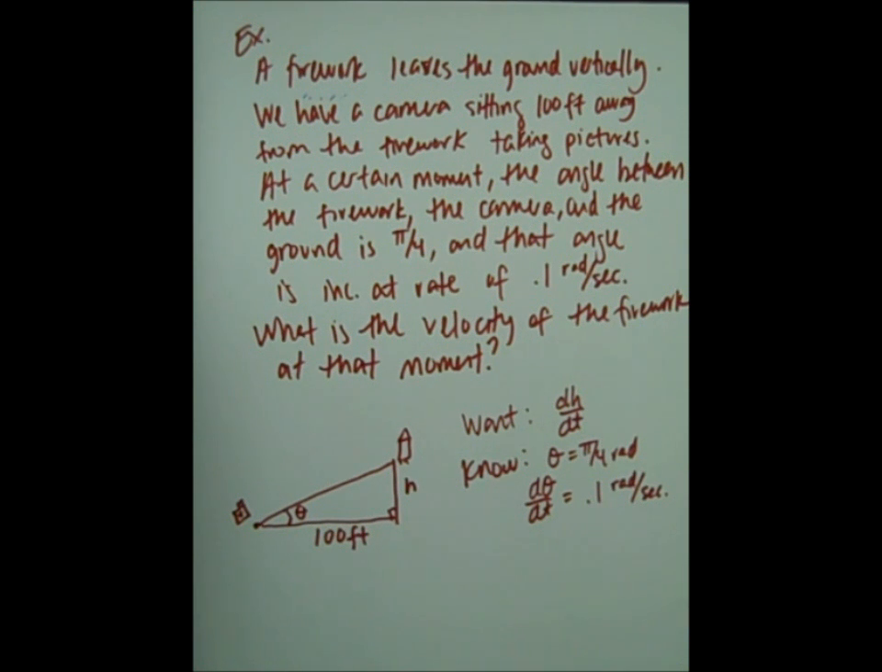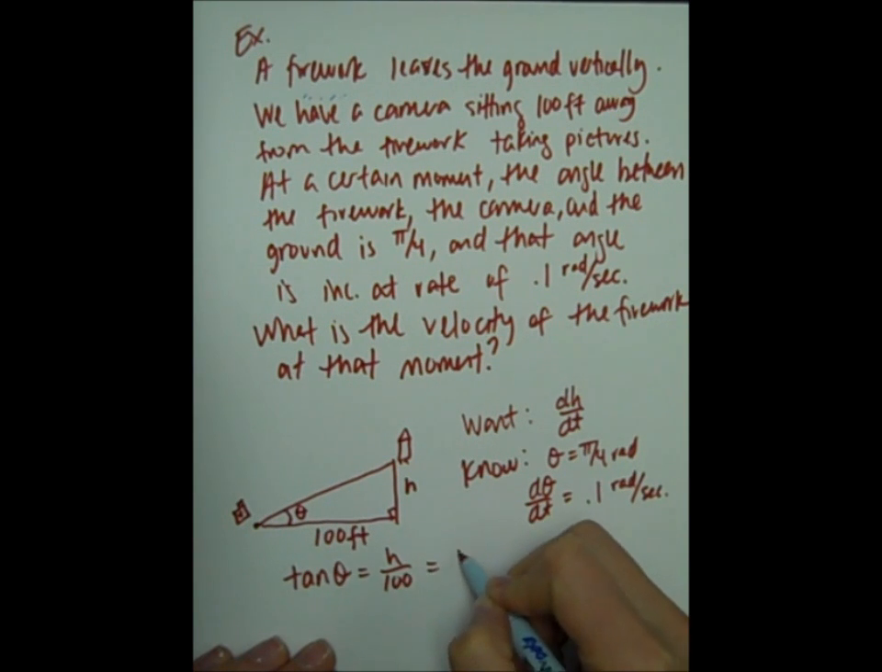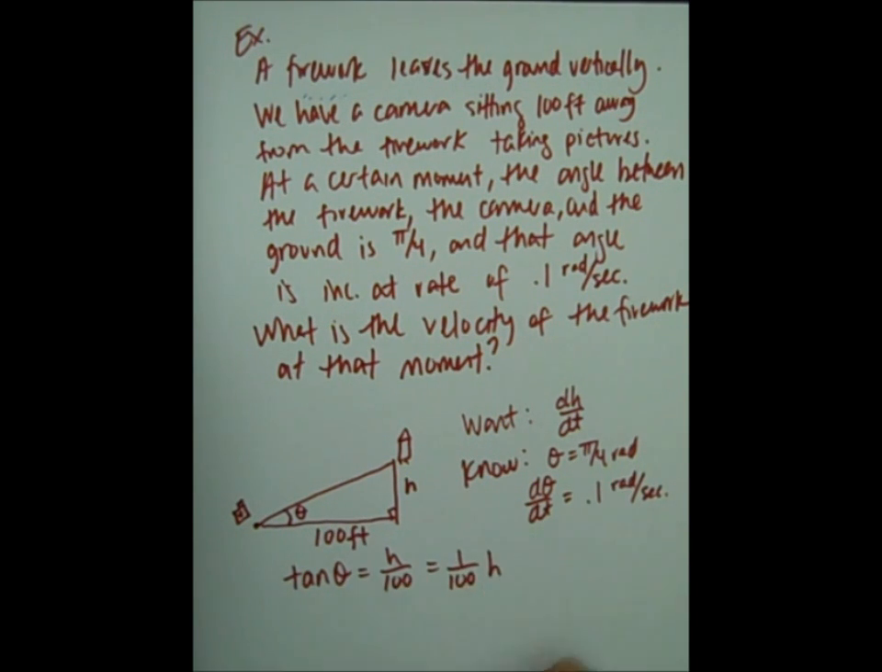Can I think of some sort of relation between theta, this height, and this 100 feet? Think about your trig functions. What function is going to relate theta, h, and 100? Given that this is a right triangle, I know that tangent of theta is h over 100, which I'm going to write as 1 over 100 times h.